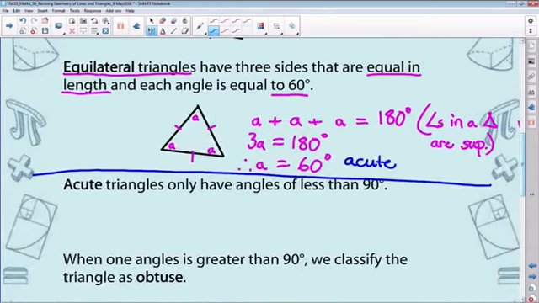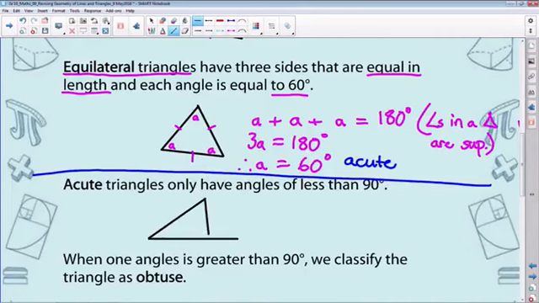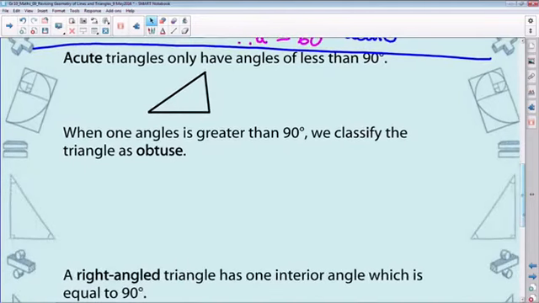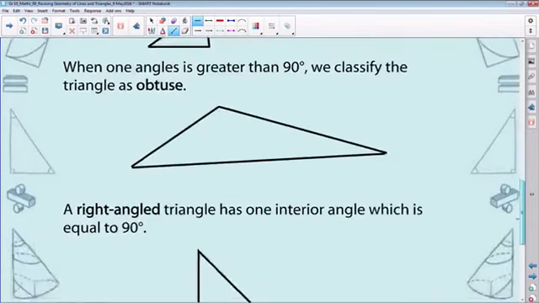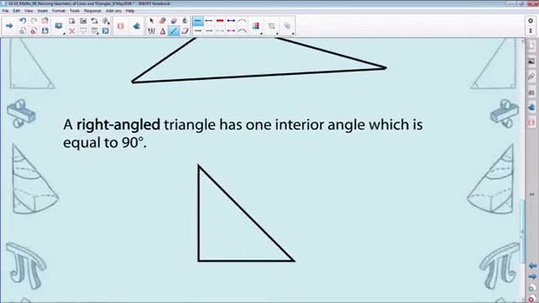So acute angle triangles are triangles where all of the angles are less than 90 degrees. Okay, so they are all acute angles. Obtuse angle triangles have one angle that is more than 90 degrees. So let's draw that one in first. More than 90 degrees, and then we'll draw the bottom. Okay. And a right angle triangle has one interior angle which is exactly equal to 90 degrees.